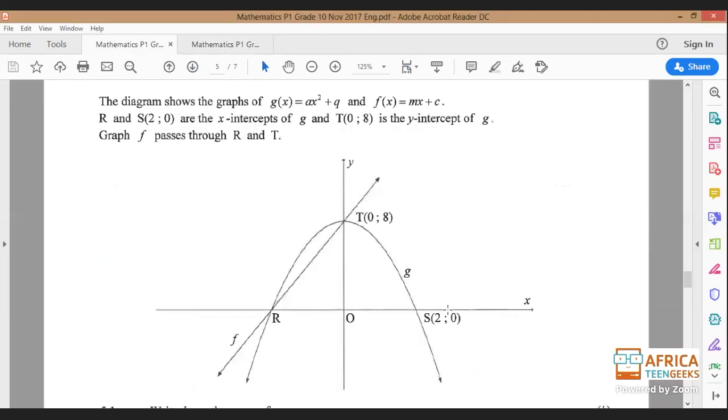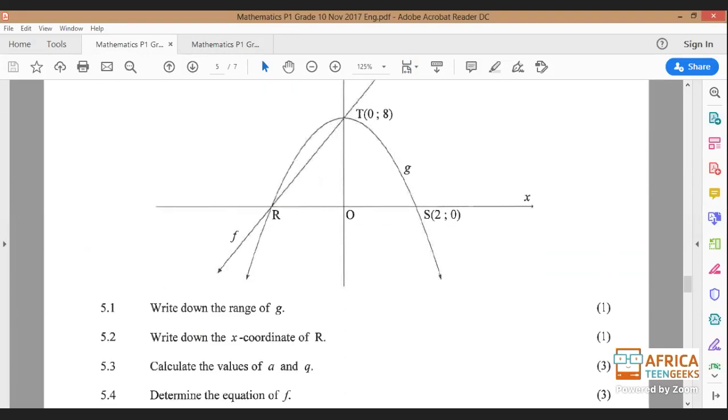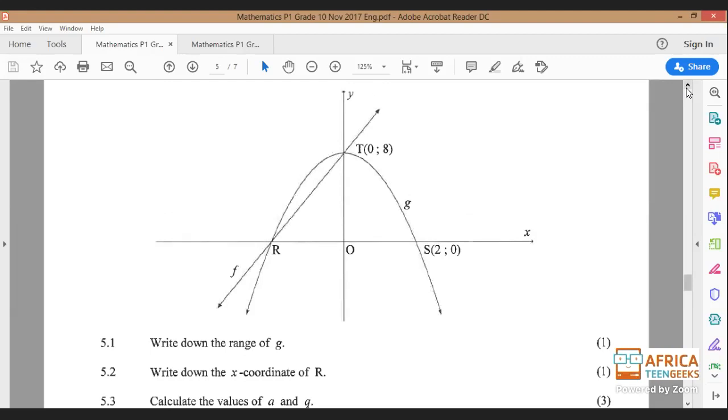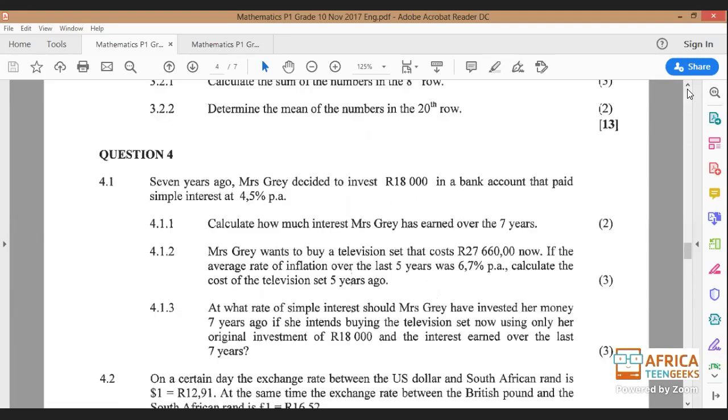Then now let's look at 5.4. 5.4 says determine the equation of f of x. We know that f of x, boys and girls, is a straight line equation. And remember that in a straight line equation, I said to you, if you want the straight line equation, either you must have 2 points or you can have 1 point and a gradient. You can always get your straight line equation, basically.